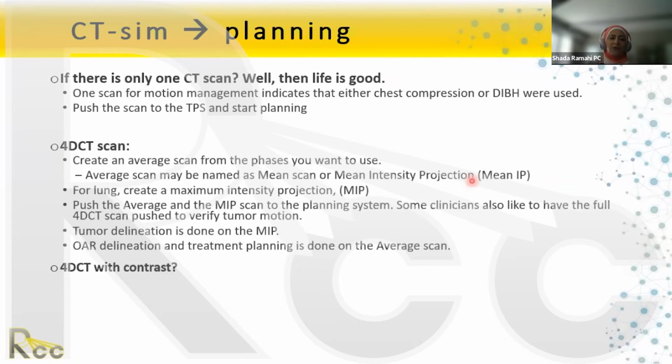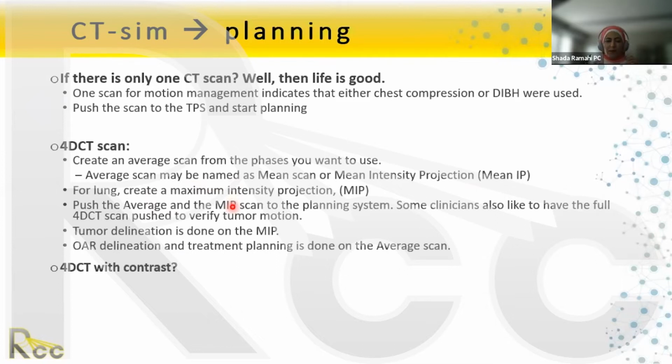Now, let's say you're doing a 4D CT scan, as we mentioned yesterday, but it's good to iterate here again. When you're doing a 4D CT scan for the lung, for example, and this is no contrast, just 4D CT, you want to create an average scan. The average scan is called average or mean, depending on the scanner that you have. So you need to get to know the terminology of the CT scanner software. And this is sent to the planning system. And then you also want to create the maximum intensity projection.